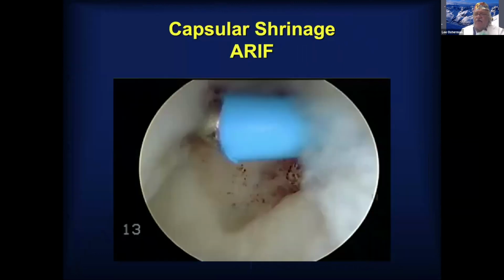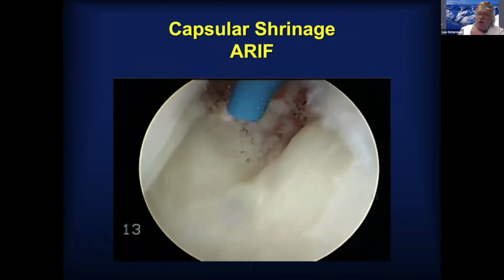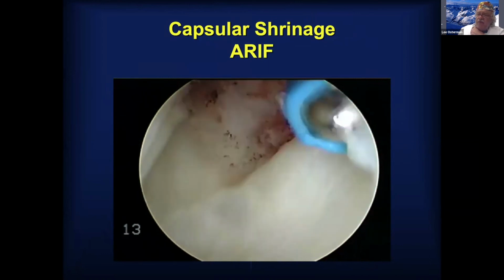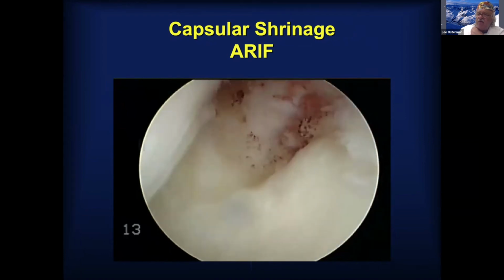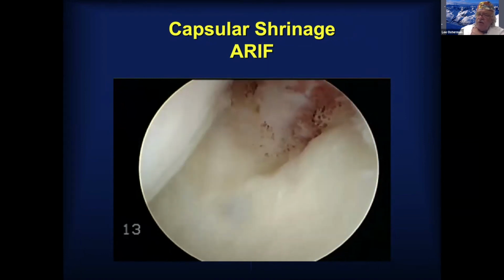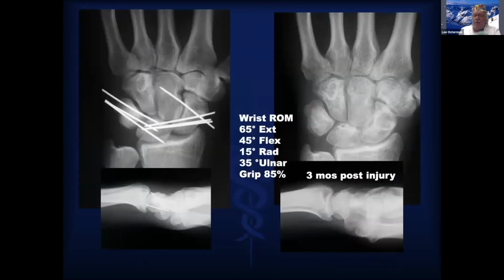So suffice it to say, we reduced it and then proceeded to do capsular shrinkage, not of the interosseous ligaments as much as the volar and dorsal capsule. So the dorsal radial ligament, the dorsal capsule over the scaphoid, and then the mid-carpal joint, the volar and dorsal ligaments. He was treated with pinning, as you can see here.